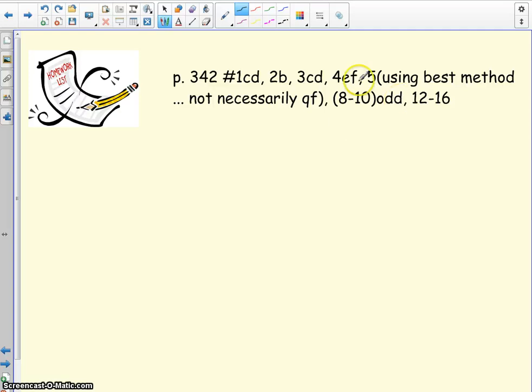You'll notice for number 5 in your textbook, I said use the best method, not necessarily the quadratic formula. Keep that in mind as you're solving. Okay, so that's it, that's all, and we'll continue on when you're ready.